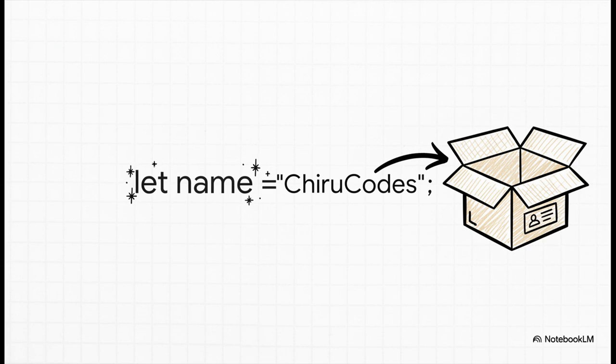And here's a perfect example. We're creating a variable we're calling name, and we're putting the text ChiruCodes right inside it. See those quotes? That's you telling JavaScript, hey, this is just text. Don't try to run it as a command or do math with it.